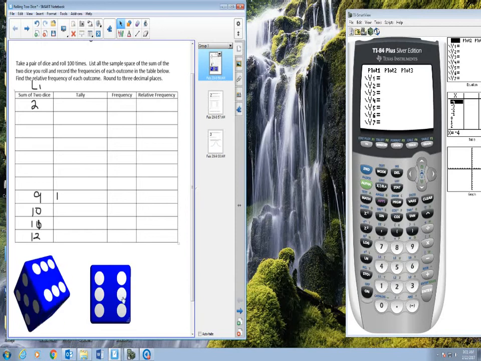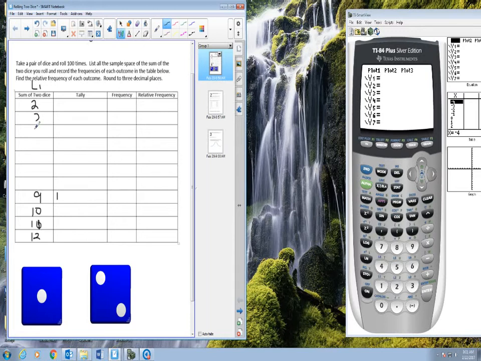Now let me roll again. This is my second row. 1 and 2 together is a 3, so I tally under the sum of 3. Alright, so you do this 100 times, and once you finish tallying, you can write down your frequency and then find your relative frequencies.